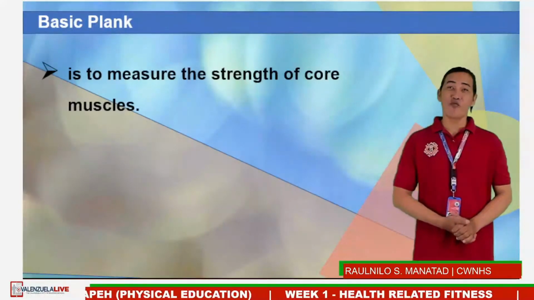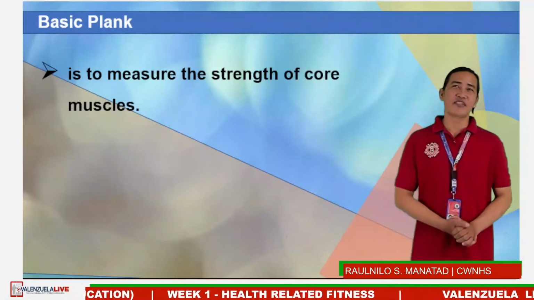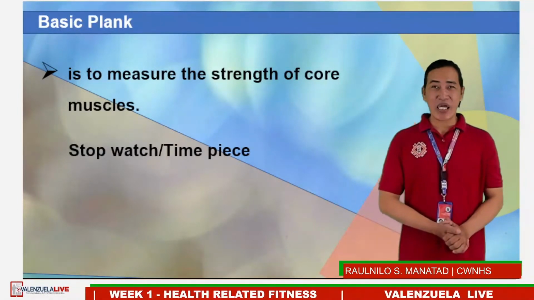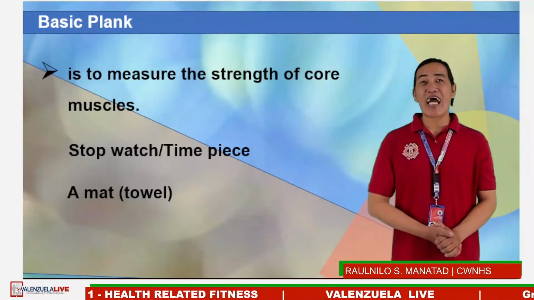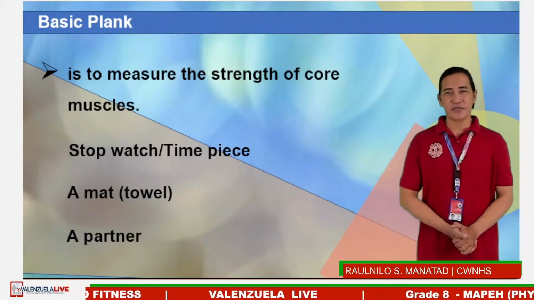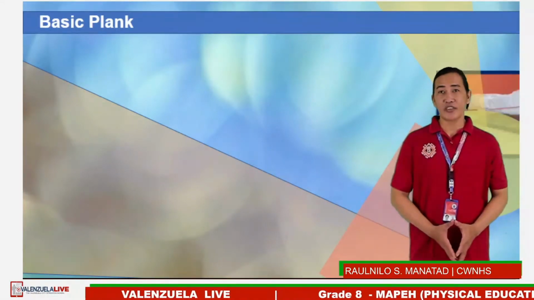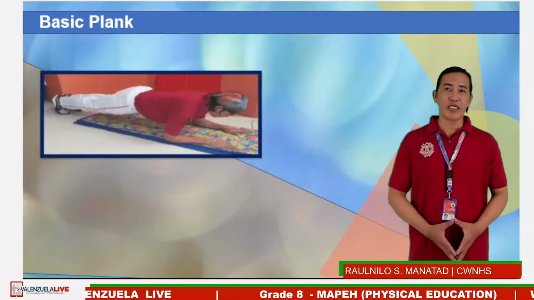Basic plank is to measure strength and stability of the core muscles. In this test, you will need a stopwatch or any timepiece, a mat, and a partner. Assume a push-up position on a mat or a smooth flooring.